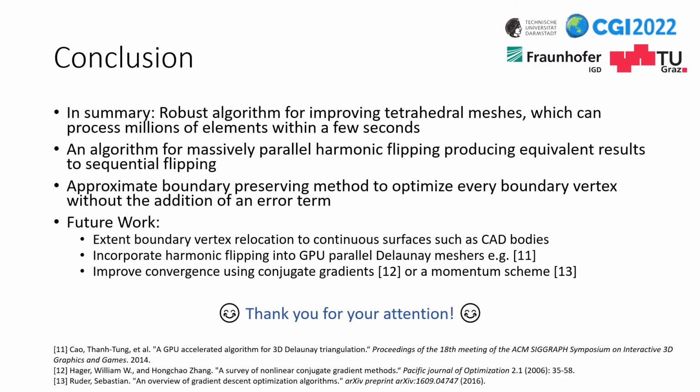In summary, we have introduced a mesh optimization method which can robustly process millions of elements within a few seconds. We have shown how to parallelize harmonic flips, achieving equivalent results. Our approximate boundary method converges and does not require a geometric error term. In the future, it could be interesting to extend our vertex relocation to CAD bodies or use our fast flipping algorithm for Delaunay meshing. Convergence may be further improved by using conjugate gradients or a momentum scheme. Thanks a lot for the attention.